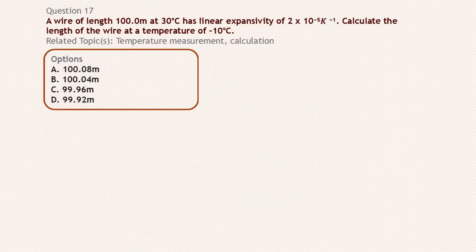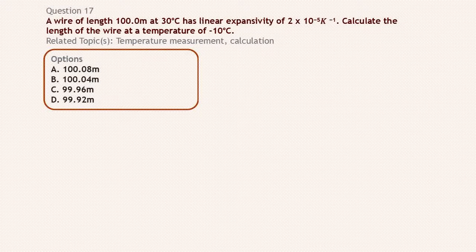Generally, when the temperature of a solid drops, the solid would contract, meaning it's going to become smaller. Solids expand when they are heated, when their temperature rises, and when their temperature falls, they become smaller. So we can expect that the new length of this wire, the original length being 100 meter, will be less than this 100 meter. So among these options we are having 100.08 and 100.04.